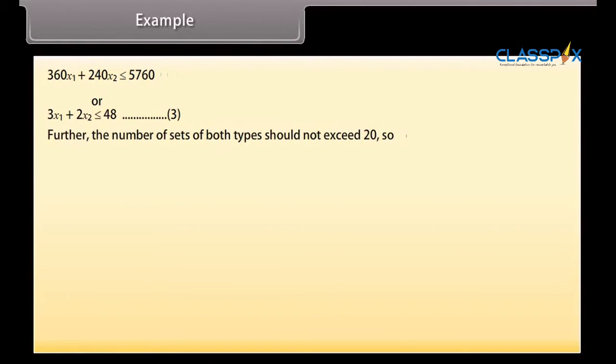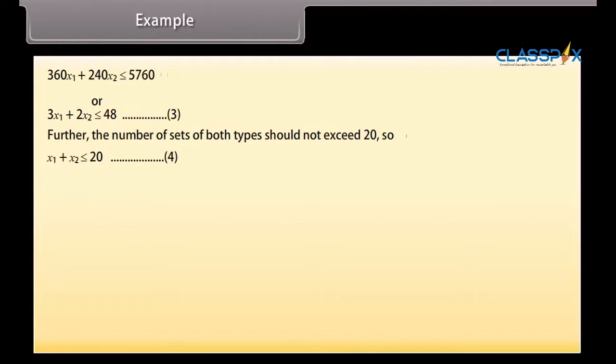That is, 360 x1 plus 240 x2 is smaller than or equal to 5,760. Or 3x1 plus 2x2 is smaller than or equal to 48. Mark it as 3. Further, the number of sets of both types should not exceed 20, so x1 plus x2 is smaller than or equal to 20.